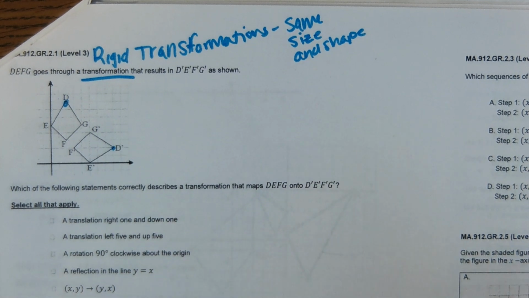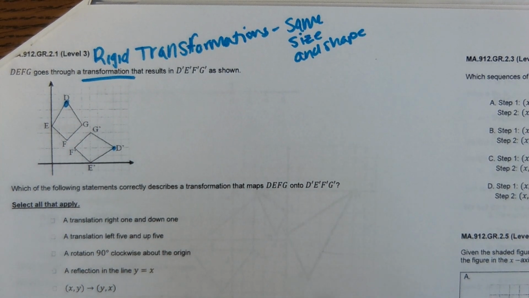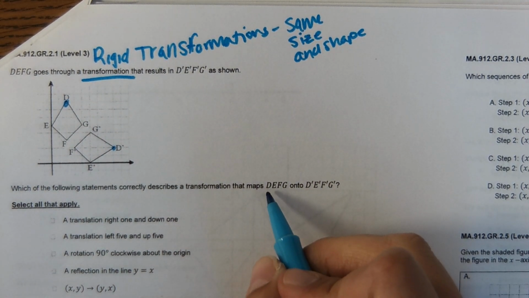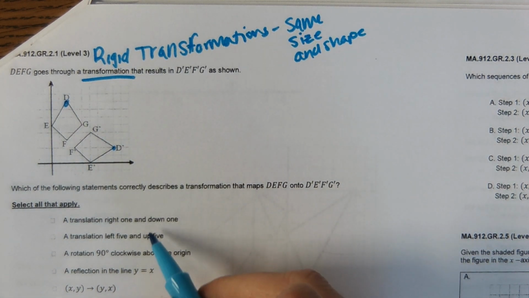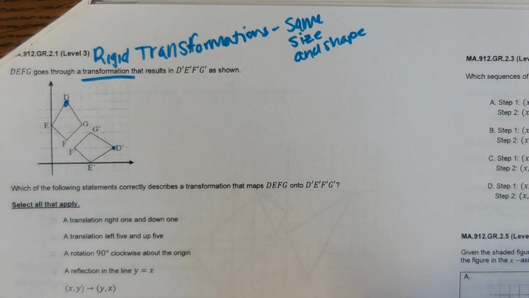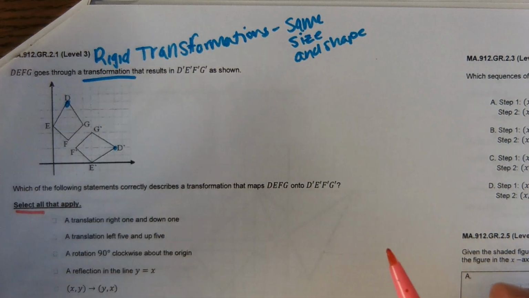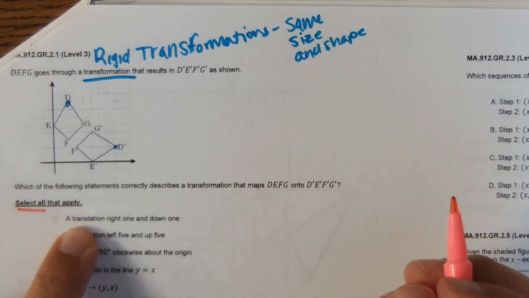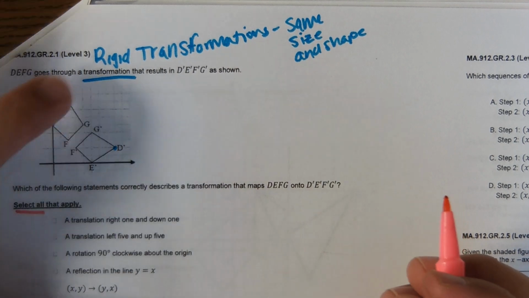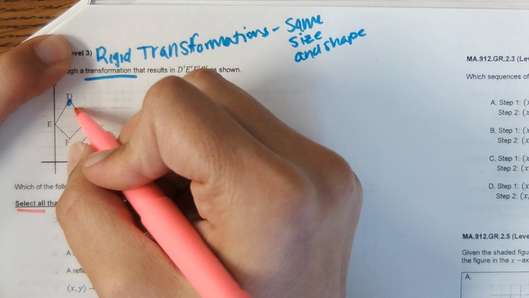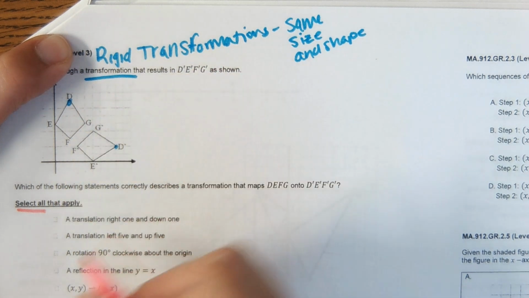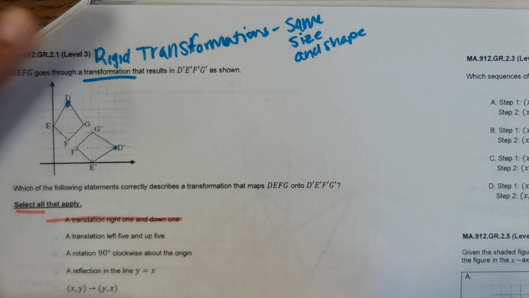So it says, which of the following statements correctly describe a transformation that maps quadrilateral DEFG onto DEFG prime? So the best way to do this is to go through each answer and determine which is best, especially since it's a select all question. So it says a translation, right one, down one. So you just choose a point like D, right one, down one. Is D prime right there? No. So that is not correct.